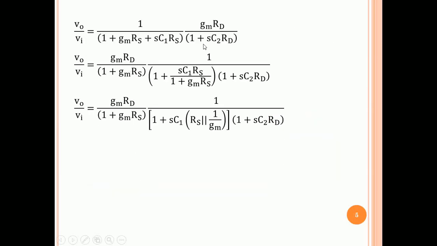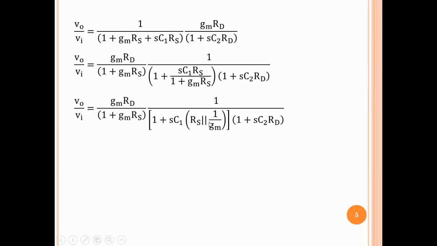Now let's rearrange in what I have called the standard form, which is to take out the low frequency gain, and the S terms will be of the form 1 plus S into something. In this case there are two first order terms. Typically there will be one big long polynomial in S, with the S raised to 0 term being equal to 1. So you get GMRD over 1 plus GMRS. Then I am rewriting this. If you look at this carefully, Rs over 1 plus GMRS is actually Rs in parallel with 1 over GM. You can convince yourself, it's quite straightforward.